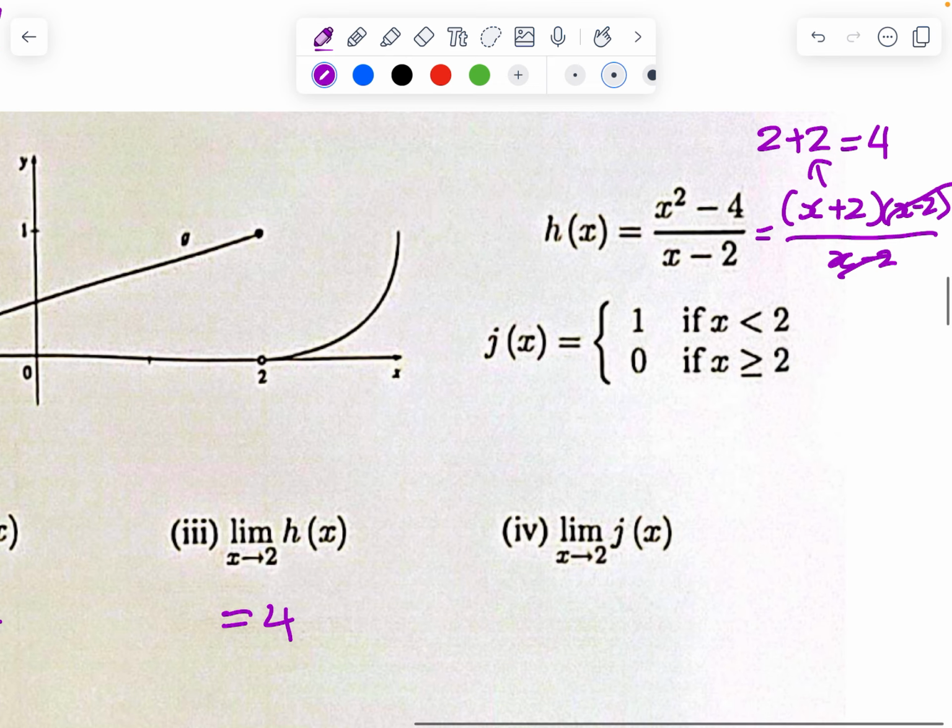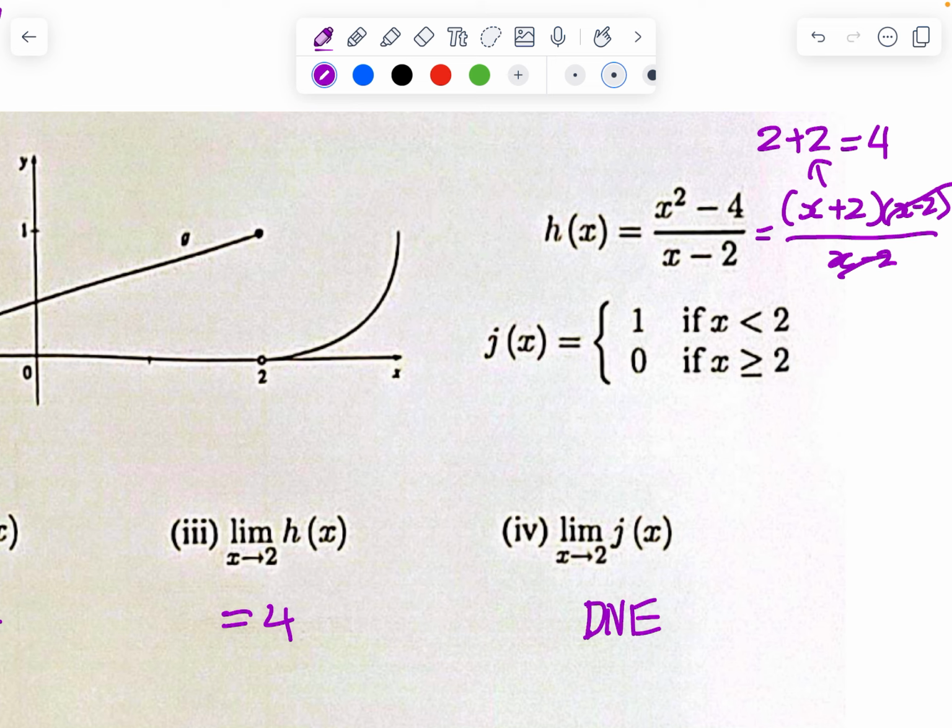On the other hand, we have a piecewise function. So here it says when x approaches 2. Now here, with a piecewise function, instead of graphing it, we can look at the domain. So from the left, the value will be 1, and from the right, the value will be 0. So again, that's two different values. So it would be does not exist.